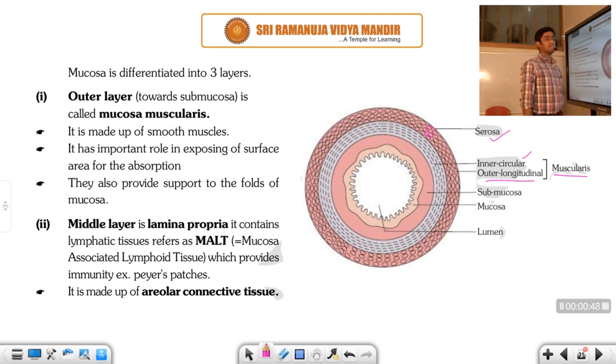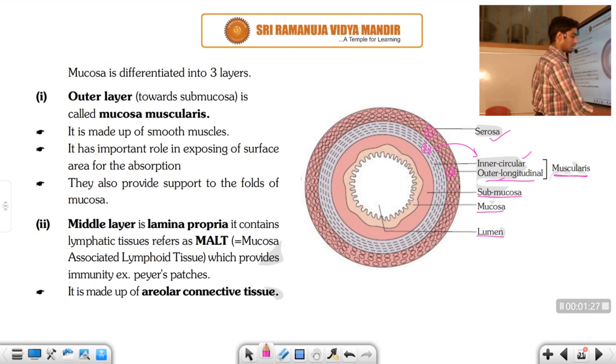The outermost layer of the alimentary canal is the serosa, and below that layer is the muscularis layer. This is also muscularis. Okay, both are muscularis. This is called the outer muscularis, and this one is called the inner muscularis. Right, student? And below the muscularis is another layer called the submucosa, followed by the last layer called mucosa, and the center part we can represent as the lumen. Right, student? This is about the alimentary canal's 4 layers.